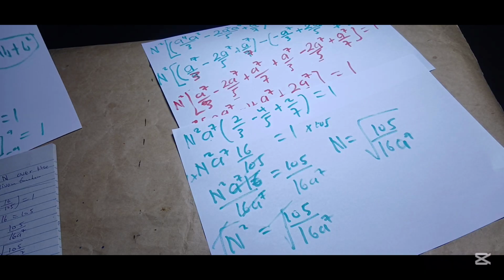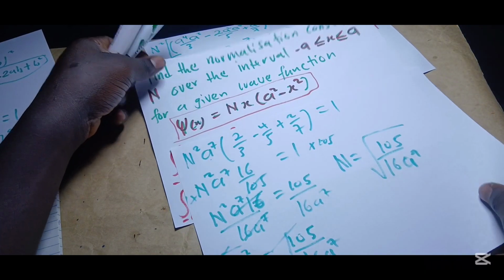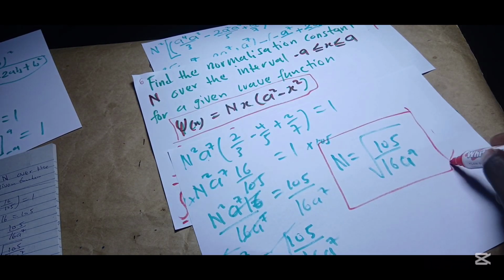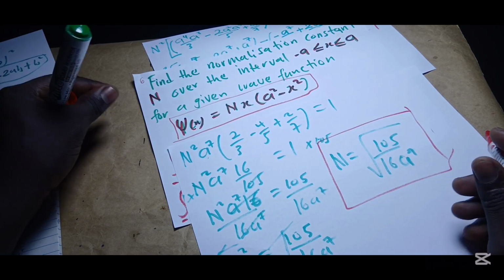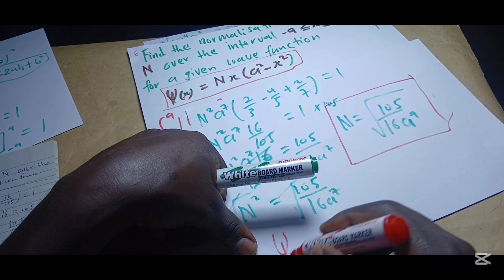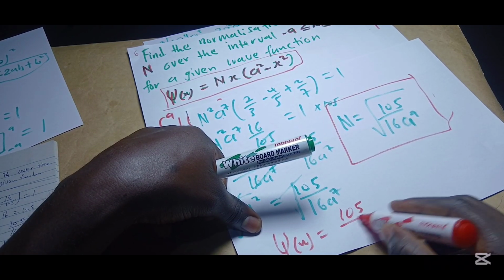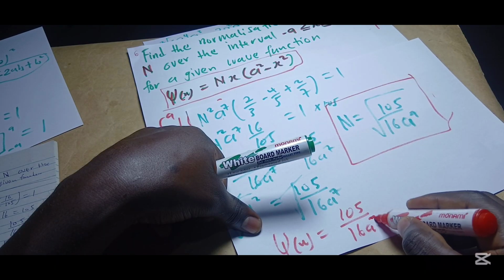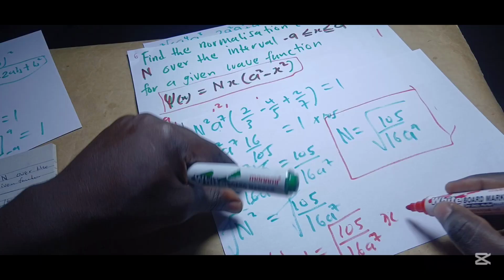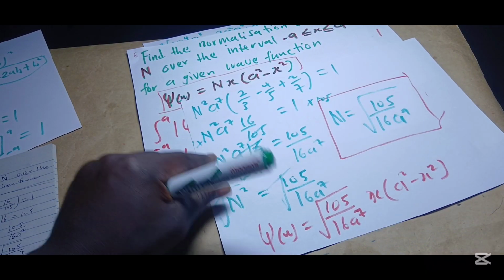So the question is asking us to calculate the normalization constant. And in this case, we've calculated our normalization constant to be n equals the square root of 105 over 16a to the power 7. So we can therefore go ahead and write our normalized wave function, that is if we are asked to do so, as the square root of 105 over 16a to the power 7, then x multiplying bracket a to the power 2 minus x squared. So this is a normalized wave function.